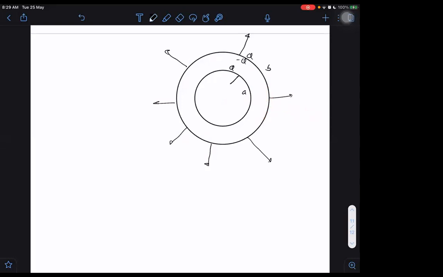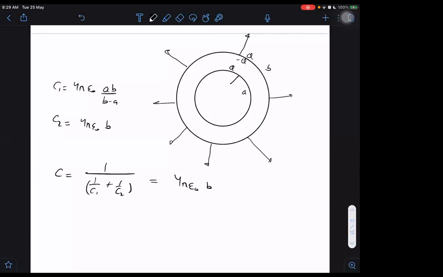Then effective capacitance will be just C1 is 4 pi epsilon naught AB upon B minus A, and C2 is 4 pi epsilon naught B. This is isolated spherical capacitor, and C will be nothing but 1 upon 1 by C1 plus 1 by C2, which is coming out to be equal to, check it once. I'm sure it will come out to be this. You can verify it.